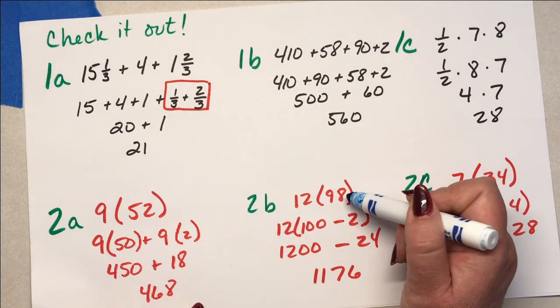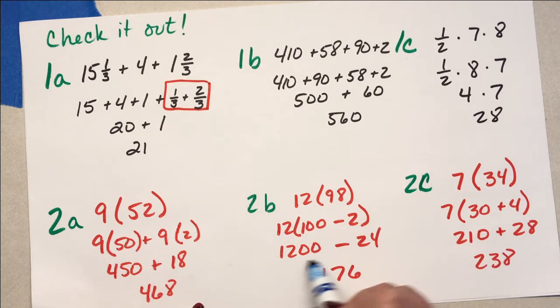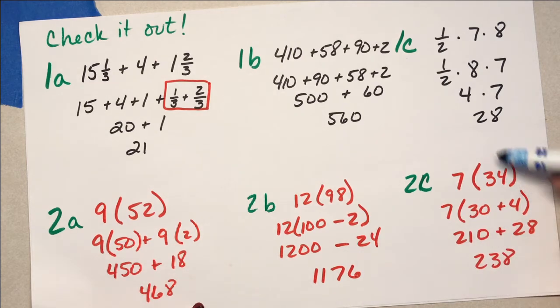2b, 12 times 98 is the same as 12 times 100 minus 12 times 2, which is 1200 minus 24, which is 1176. And I have no idea why they bother breaking that up, but your answer is 238. If you have any questions, please ask.